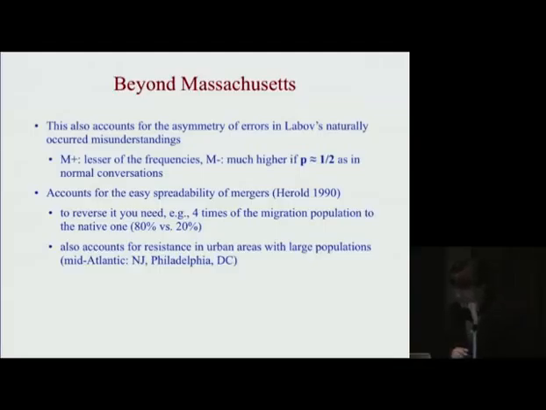You only need a small ratio of that. It probably also accounts for why the large cities have been very resistant to the merger, because it's easy to move 20 people into a town of 80. It's very difficult to move 2 million people into a city of 10 million. Okay? So it's not impossible, it's just demographically much less likely.